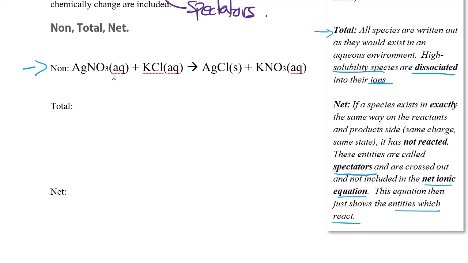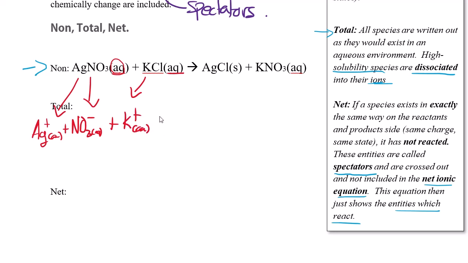So my silver nitrate, this thing is high solubility, it's aqueous. So because of that, it's going to come apart. So in the total, we'll actually have silver ions and nitrate ions floating around. They'll both be aqueous, right? The nitrate doesn't come apart, like this polyatomic ion doesn't separate. It's bonded together covalently. That's a strong bond. But the nitrate comes apart from the silver. This potassium chloride is aqueous too, so it comes apart also into potassium ions and chloride ions. So it comes apart, it dissociates.